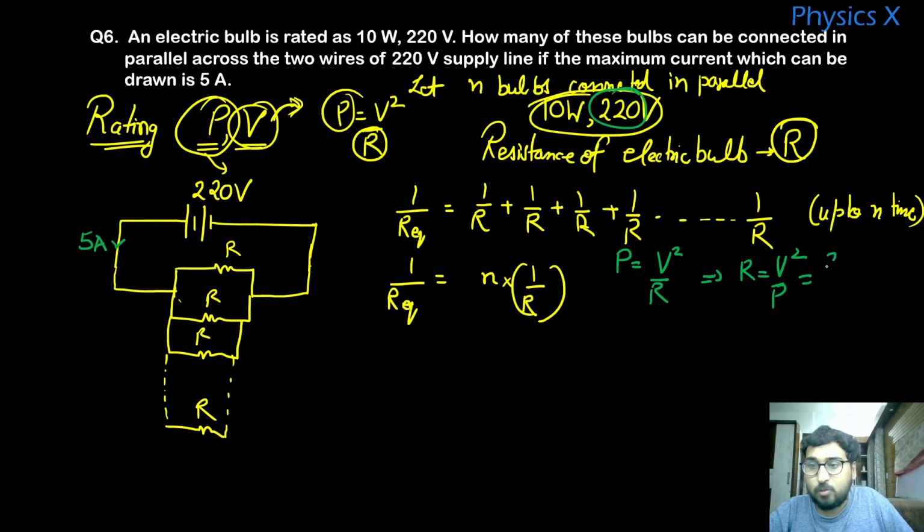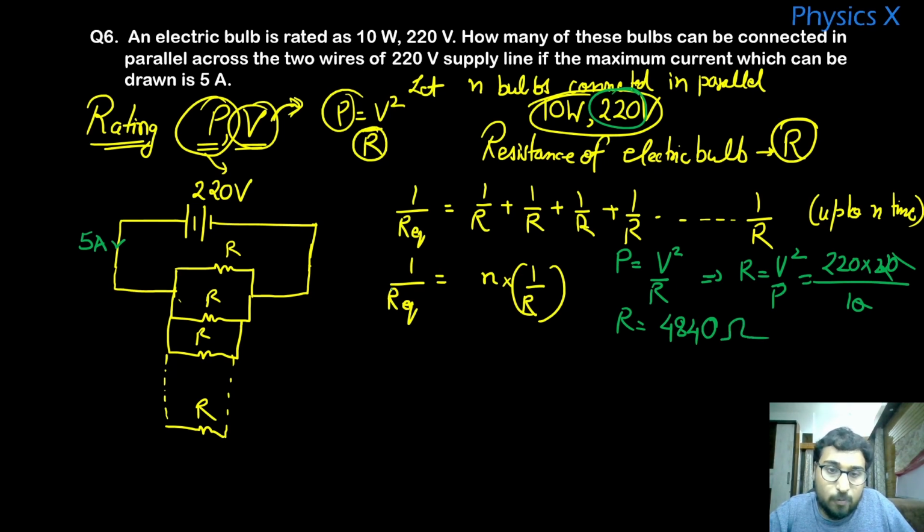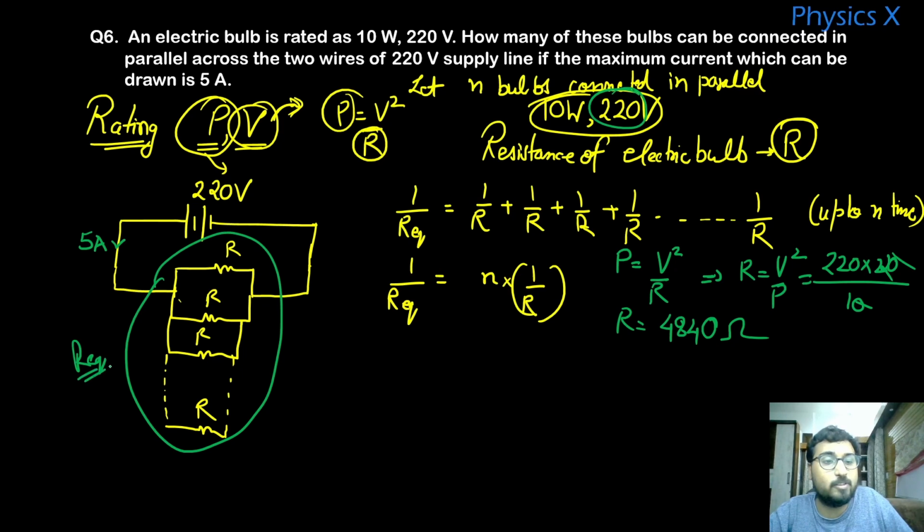So this will be V square, what? 220 is given. So it is 220 into 220, upon power, which is 10. So this gets cancelled, and this R will come out to be 22 into 22, that means 4840 ohms, right? So this is your resistance. So this R value you know. Now I need to find this R equivalent. Now let me consider this R combination as R equivalent only.